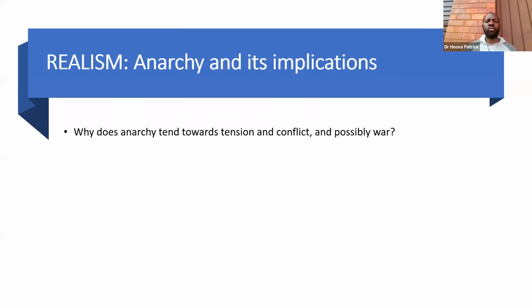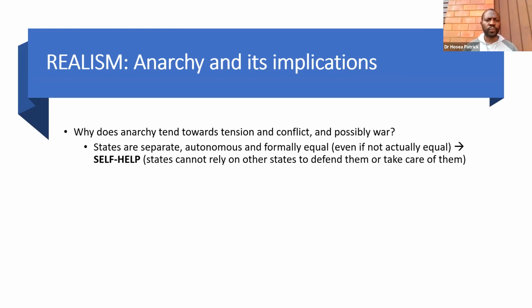So this is a question for you to think about. Why does anarchy tend towards tension, conflict, and then possibly war? For the sake of time, I'm not going to dwell on this. It should have been a discussion for us, but for time, I will just continue. So why does it happen that way? I've explained that based on those 4 points.